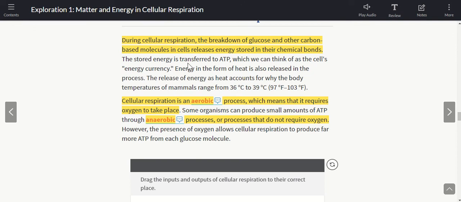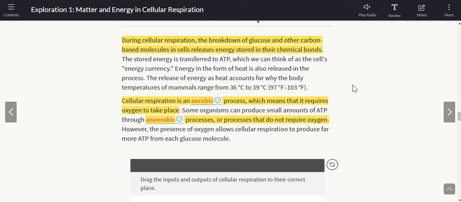All right, so once again, cellular respiration is where we break down glucose and we release the energy that is stored inside of the chemical bonds in that glucose molecule. Remember, the chemical energy that our cells use is called ATP. All right, now this process is also going to release heat.